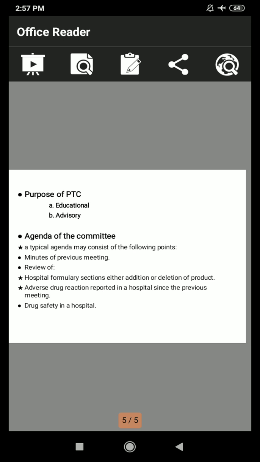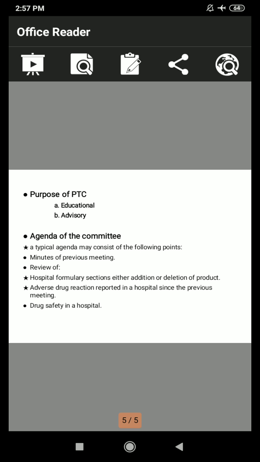Then next point is agenda of the committee. The success of a meeting depends upon the nature of the agenda, which is made available to the members of the committee before scheduling the meeting by the secretary. A typical agenda may consist of the following points. First is minutes of the previous meeting and review of hospital formulary section, either addition or deletion of product. Then adverse drug reactions reported in the hospital since the previous meeting, that is drug safety in a hospital.